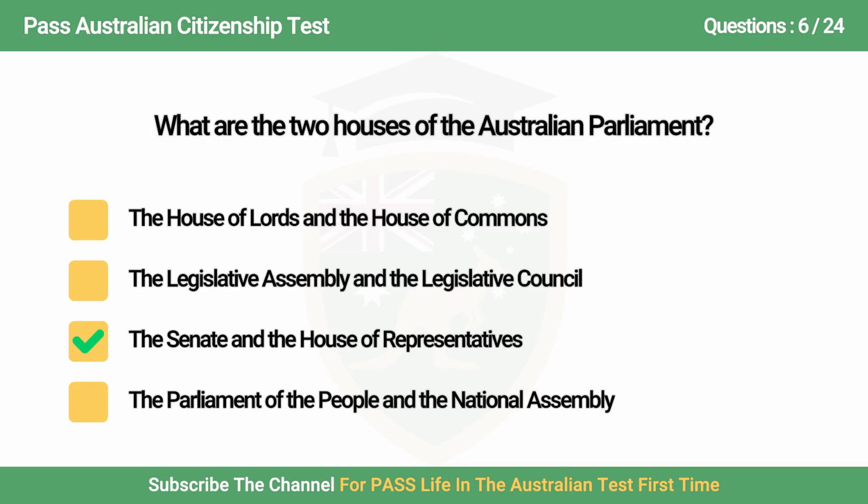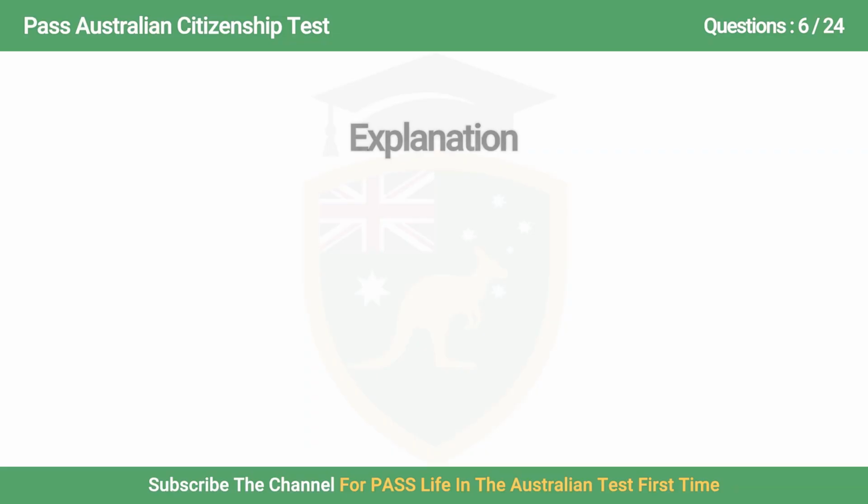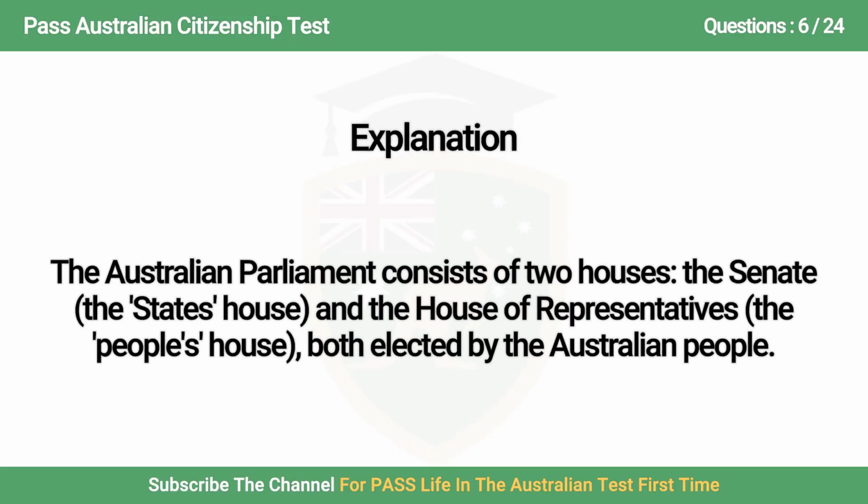Answer is C. The Senate and the House of Representatives. The Australian Parliament consists of two houses, the Senate, the States' House, and the House of Representatives, the People's House, both elected by the Australian people.